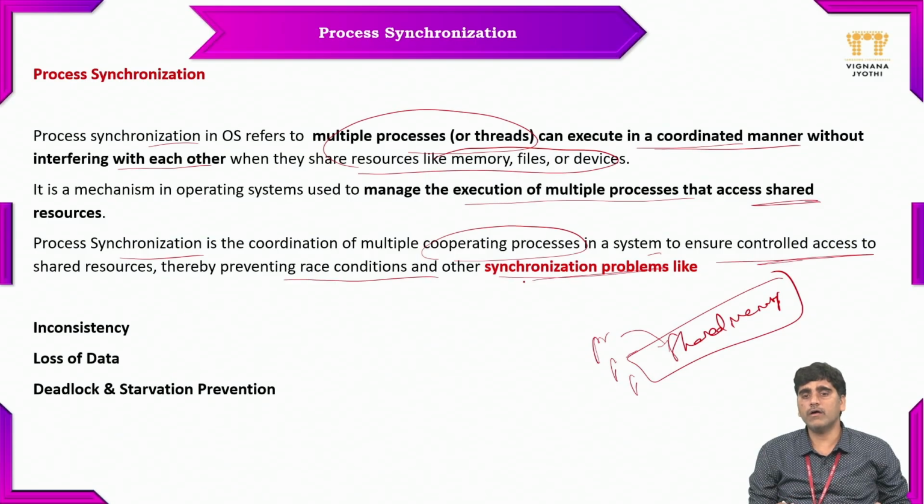If they do not have controlled access to the shared resources, they may get problems like inconsistency of data, loss of data, deadlock and starvation. So the processes can be cooperative and synchronized in a controlled access way. They want to access the particular resources based on certain restrictions, that is, controlled access options.